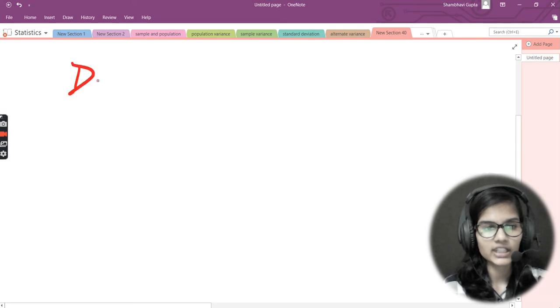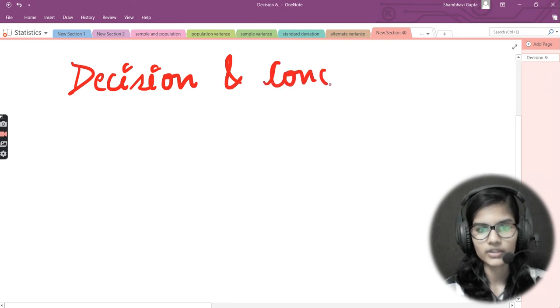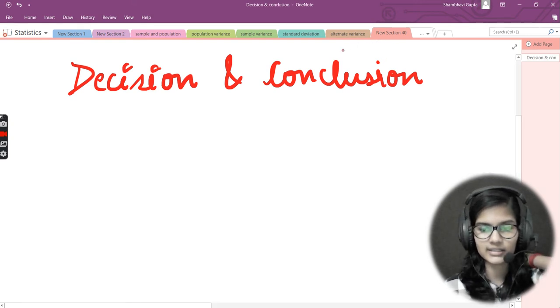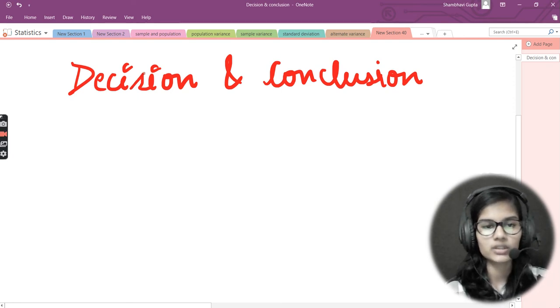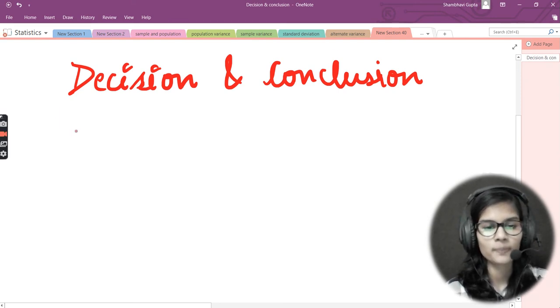Today's topic, let me put the heading here, is decision and conclusion. After performing the hypothesis testing and finding the rare events, the main thing that remains is the decision and the conclusion. How do we make the decision we should take for a particular question, and how do we conclude it? This is what we are going to see now.